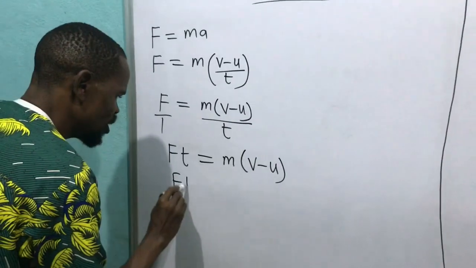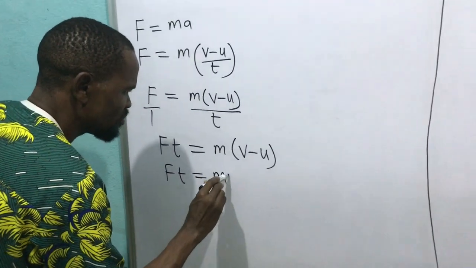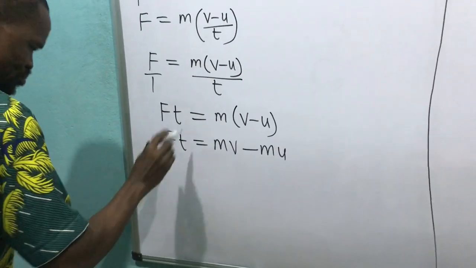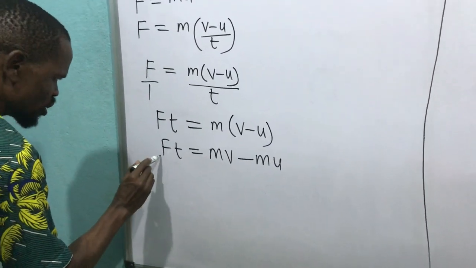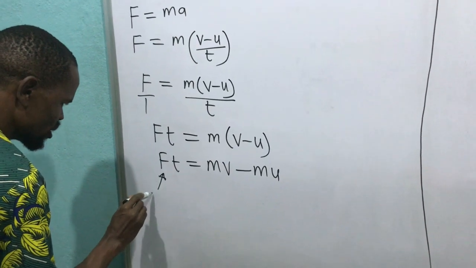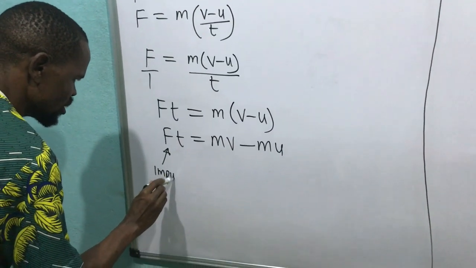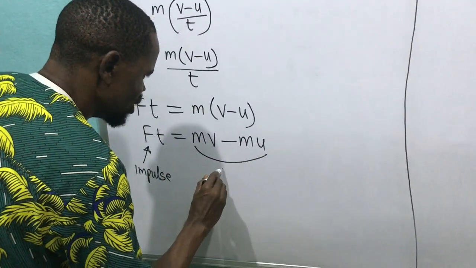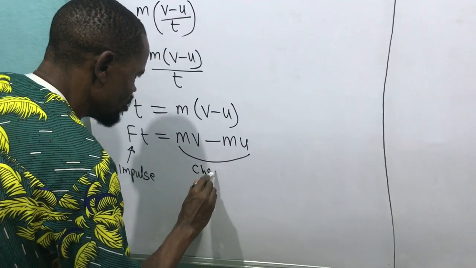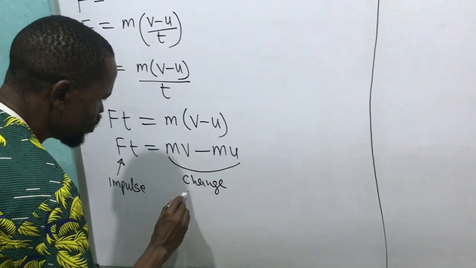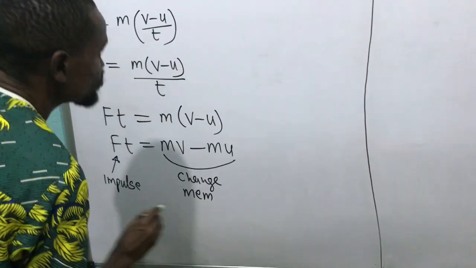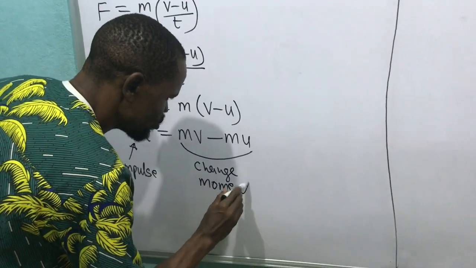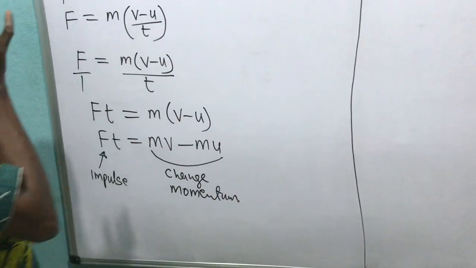And F T is equal to mass V minus mass U. Then this is what we call impulse. This is called impulse, and this is called change in momentum.